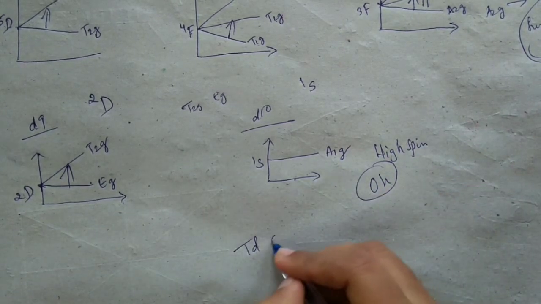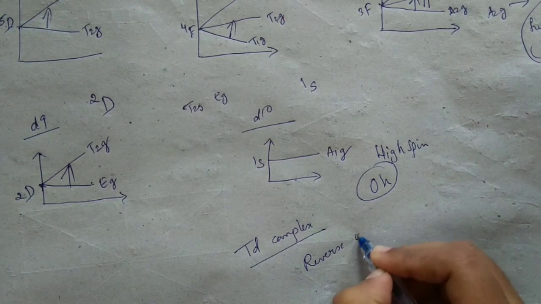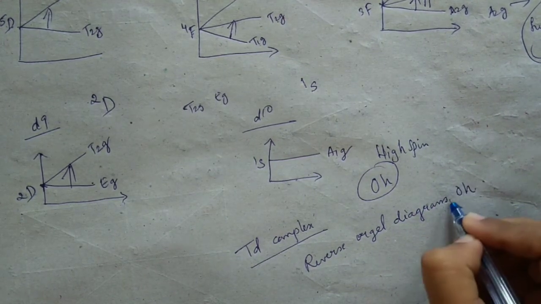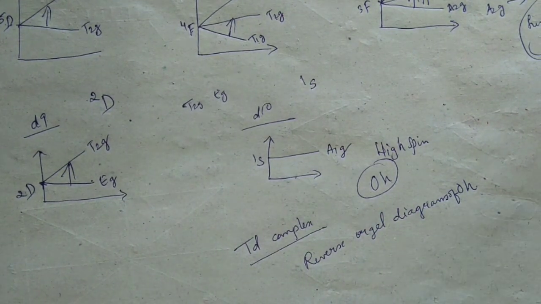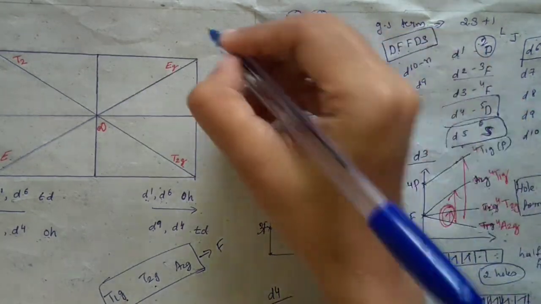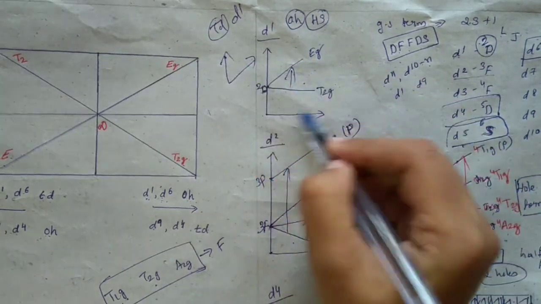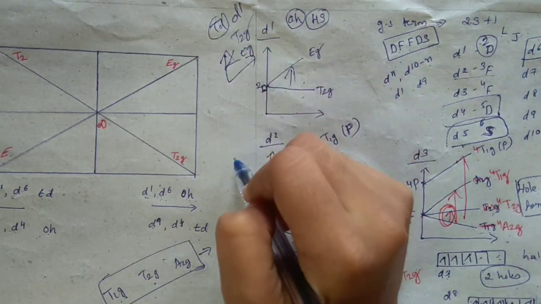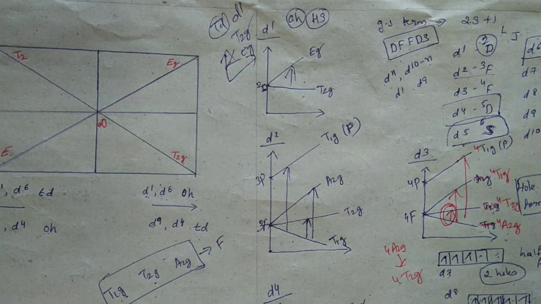Now for tetrahedral complexes, what happens? You can reverse the Orgel diagram of octahedral. You just reverse the diagrams of octahedral complexes. For tetrahedral D1, what happens? The Orgel diagram of octahedral is reversed. So here Eg comes first, then T2g. Similarly, you can reverse all the Orgel diagrams of octahedral complexes to get tetrahedral complexes.